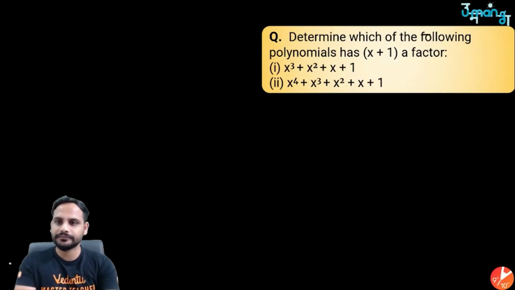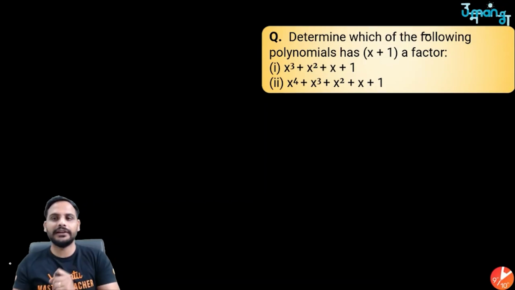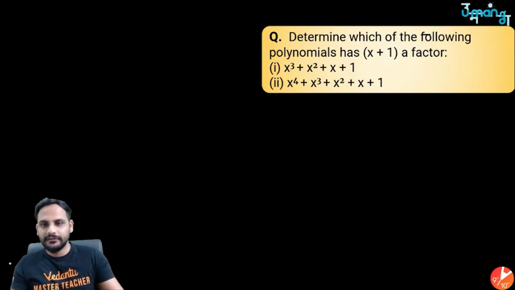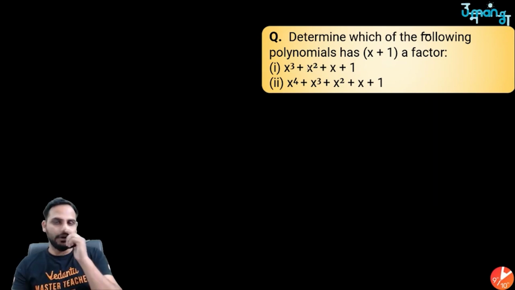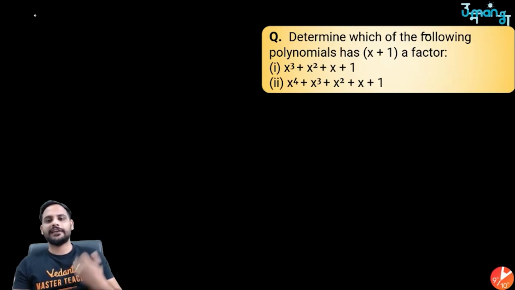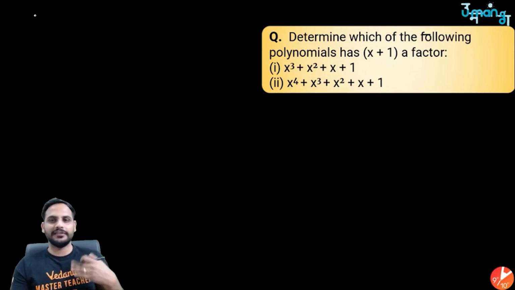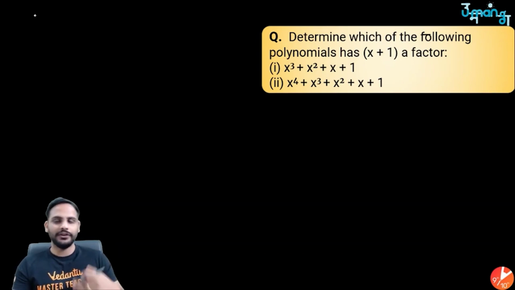First question. Determine which of the following polynomials has x plus 1 as a factor. We need to check whether x plus 1 is a factor of this polynomial or not. One way is to divide this polynomial, x cube plus x square plus x plus 1, by x plus 1, then check whether the remainder is 0 or not. If the remainder is 0, it is a factor. If the remainder is not 0, it is not a factor. But that is a very lengthy method.